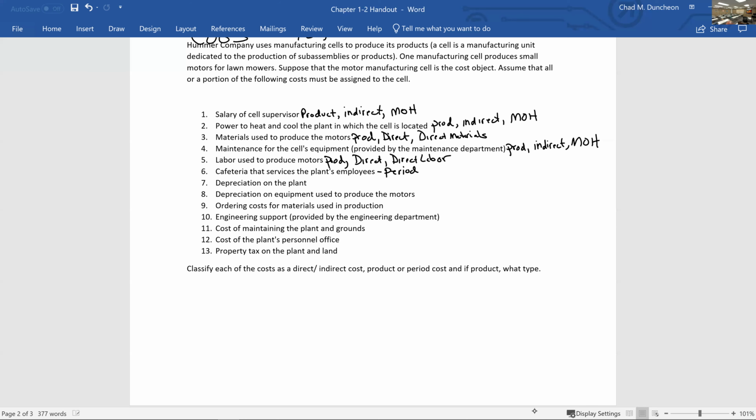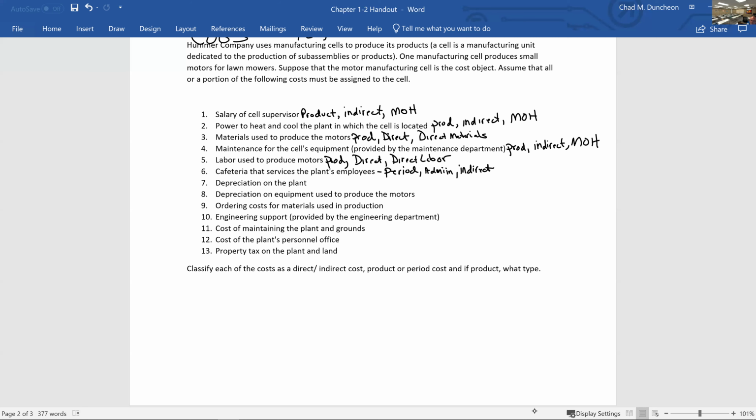Cafeteria that services the plant's employees. There's our first period cost. They're servicing the plant's employees, but it has nothing to do with producing whatever they're producing, right? So it's a period cost, and we would call this an admin cost. It could be indirect to production, it depends on what you're looking for as your cost object, whether it's direct or indirect. And I'm not really concerned about that at that point.